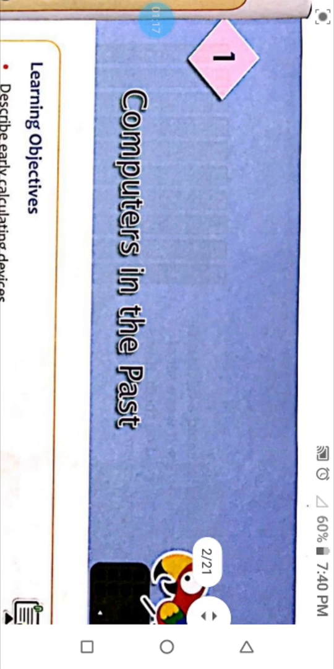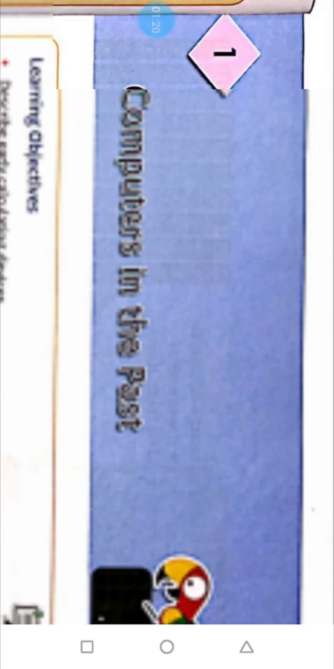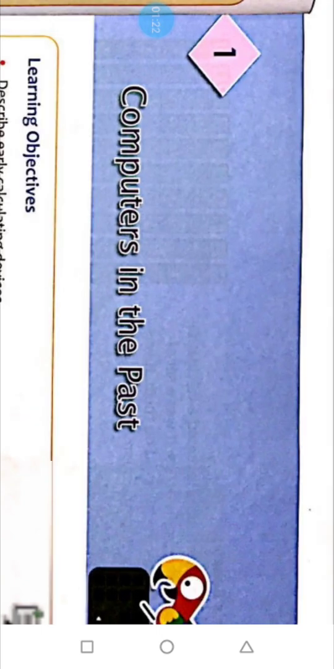Children, before starting with the explanation of the chapter, let me ask you, what do you understand by the heading of chapter 1, computers in the past? Computers in the past means what kind of computers we were using in the past, what were their size, how were they used, how modern computers came into use, and what were the difficulties and the advantages, what were the disadvantages of those computers because of which we had to make further changes and make modern computers.